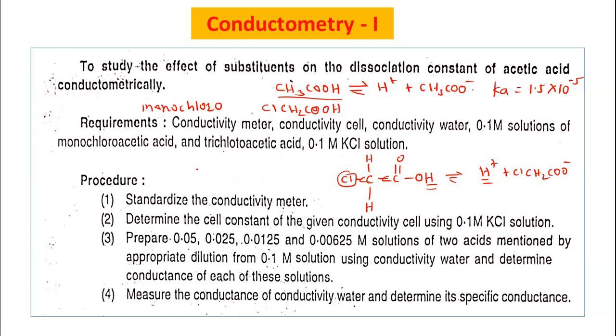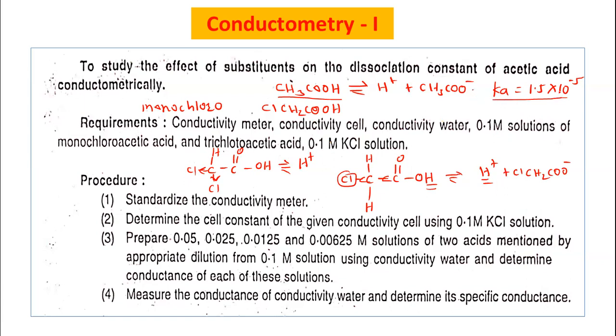Now let us see what happens in the case of trichloroacetic acid, where hydrogens are replaced by chlorine atoms. As the chlorine groups are attached to the carbon atom, and chlorine is electron withdrawing, it will withdraw the electron. So in this case, the hydrogen is released faster as compared to monochloroacetic acid and acetic acid. So the dissociation constant value will be increasing.